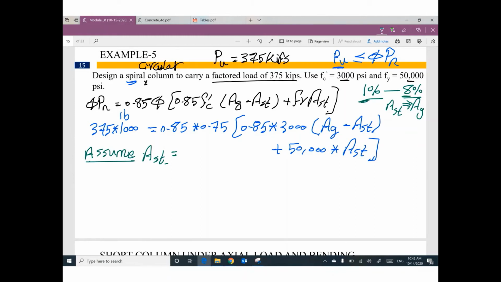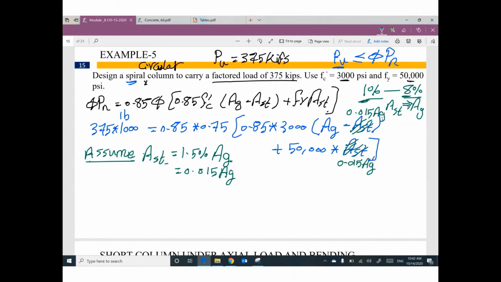So what do you think? Okay, I'm going to assume it is 1.5% of area gross. Why? It's not your business, it's my business. I assume this value. It's up to me. So 0.015 area gross. I'm going to delete this term and put 0.015 area gross.